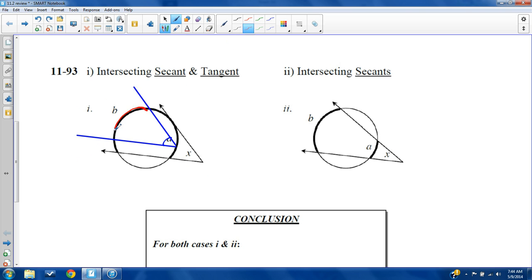Remember, it's not B. B represents this. Let's see. B, once again, represents the green. If that's red, this is B, this major arc right here. I want to find out what the red is.